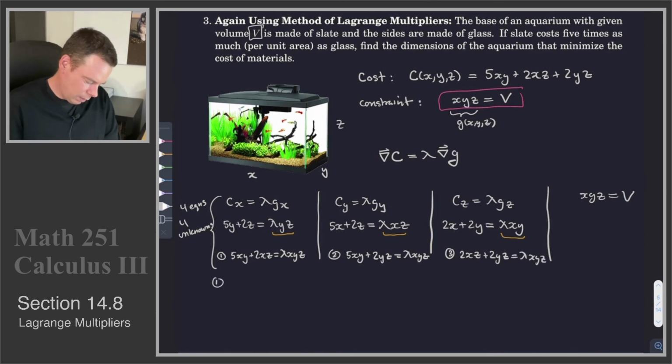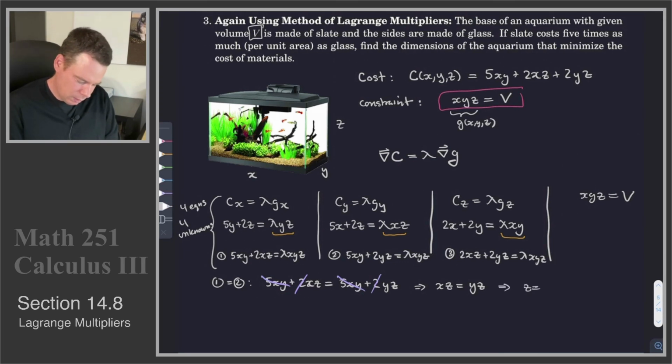And so now I can say things like, well, equation 1 has to equal equation 2 because they're both equal to lambda xyz. So I have 5xy plus 2xz is equal to 5xy plus 2yz. The 5xy's would cancel off. I'd also get that canceling the 2's. And so I get that xz is equal to yz. And since xz is equal to yz, that tells me that either z is equal to 0 or x is equal to y. Can z be equal to 0?